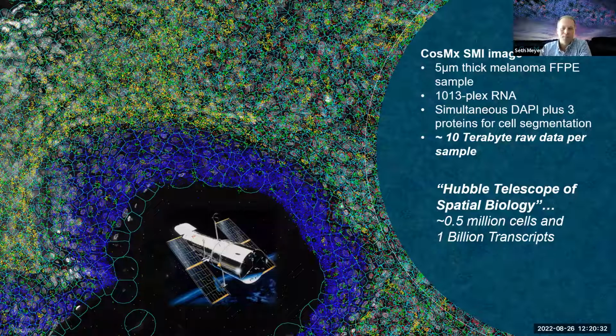So here's an example of the Hubble telescope, right, which was a massive resolution increase. It really changed the questions that could be asked and answered in astronomy. And we're already finding the same as we think about CosMx, where from just a 5 micrometer thick melanoma FFPE sample, we're generating 1,000 plex RNA and looking at 3 proteins for cell segmentation, getting 10 terabytes of raw data per sample. So just very rich data sets that we're able to generate.